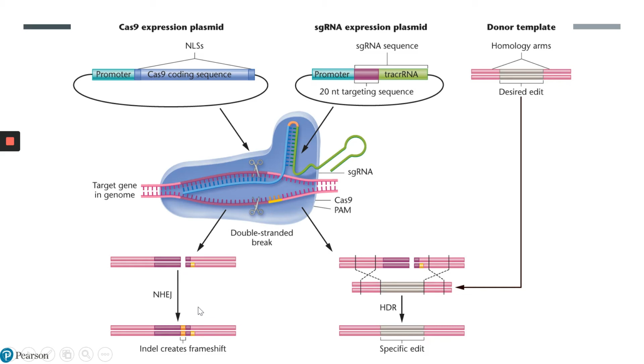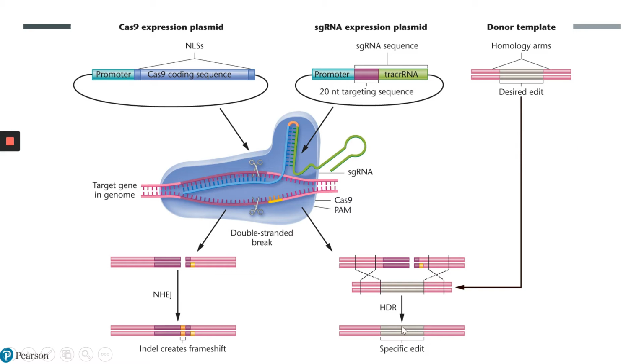We could then use the CRISPR-Cas9 system in this instance for knockout studies. So if we wanted to investigate the function of a protein, we could use CRISPR-Cas9 to knock out the function of that protein and then observe the effects on mammalian cells in culture.